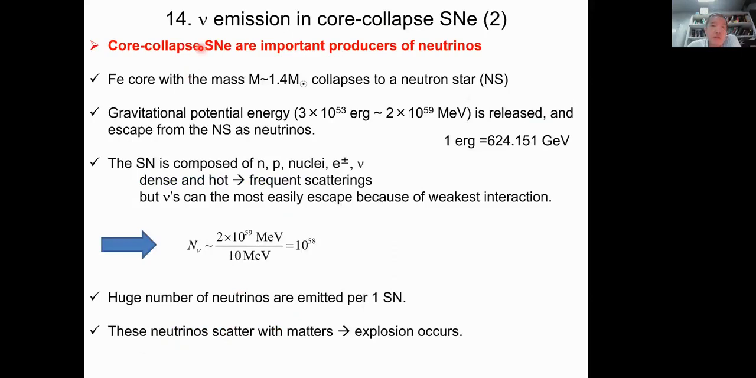As I told, core collapse supernovae are important producers of neutrinos. The iron core is about 1.4 solar mass, and it collapses to a neutron star. At that time, gravitational potential energy of this amount is released, and this energy escapes from the neutron star as neutrinos due to its weak interaction. It freely escapes from the central region to the outer layer.